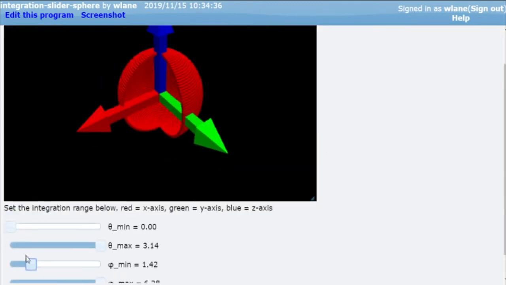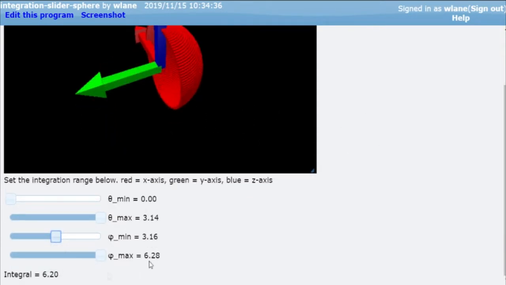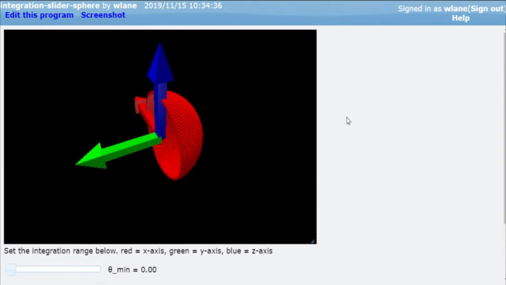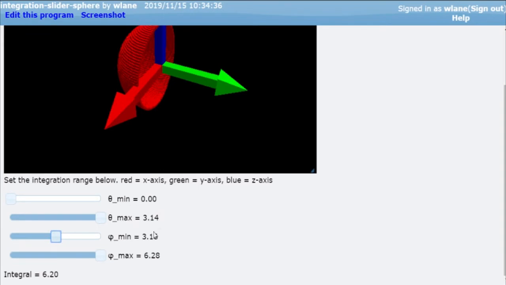I can keep going around to the other side, to just about 180 degrees or pi radians. So there I've got half of a sphere. Sure enough, I've got 2 pi steradians. And this is a great way to visualize why you need only one angle to go from 0 to 2 pi, because otherwise you would be looping around the theta angle twice, right?